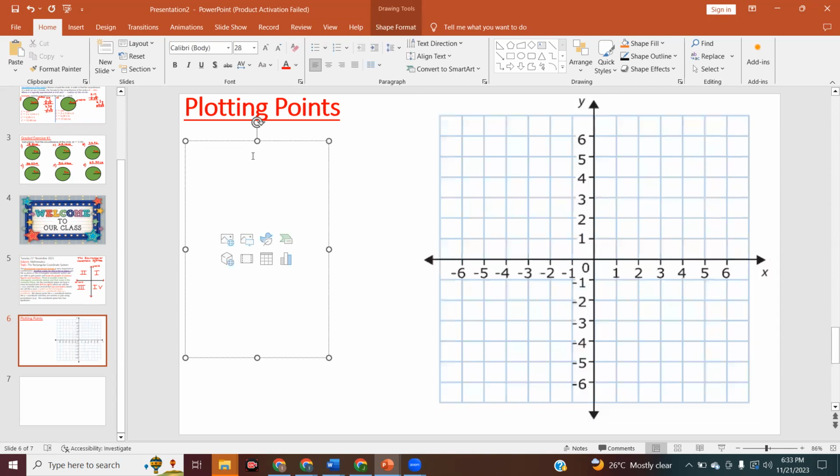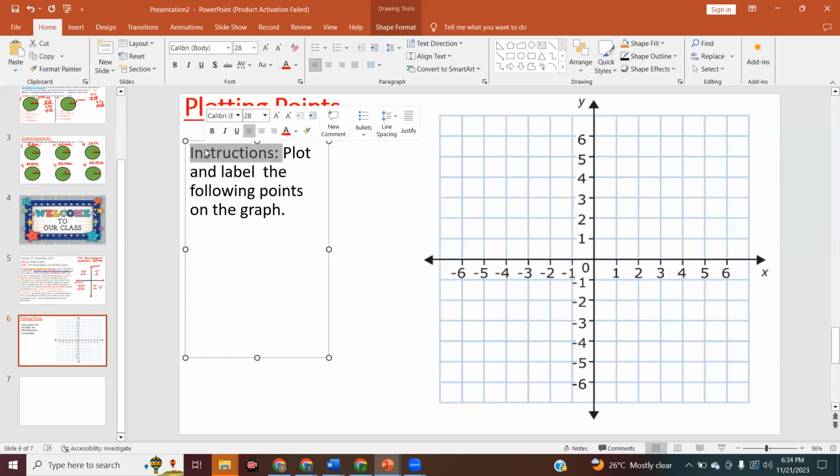So the instructions are to plot the following points. Plot and label the following points on the graph. So plot and label the following points on the graph. That's the instructions.